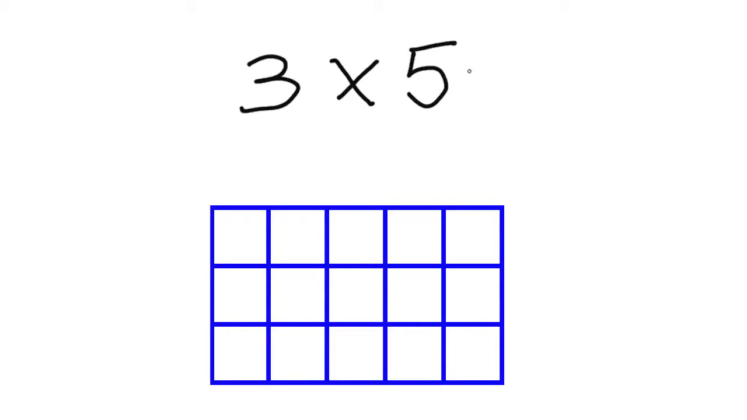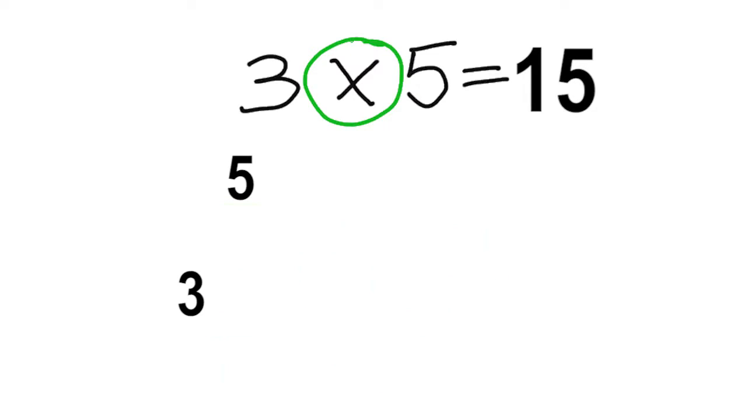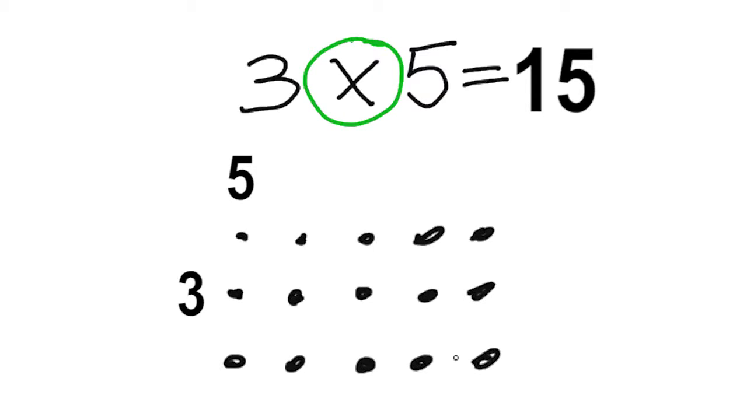Let's start with 3 times 5 and build a 3 times 5 array using the ones cubes. When I see the multiplication symbol, I think 3 groups of 5, or in this case, 3 rows of 5, which equals a total of 15 cubes. To draw the array, I can use dots to represent the ones cubes.